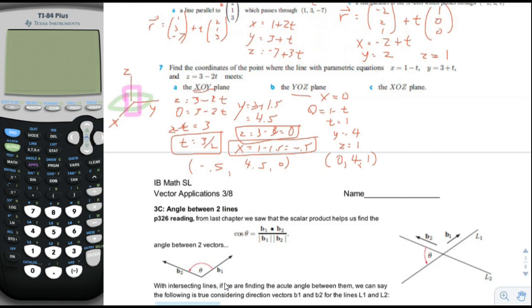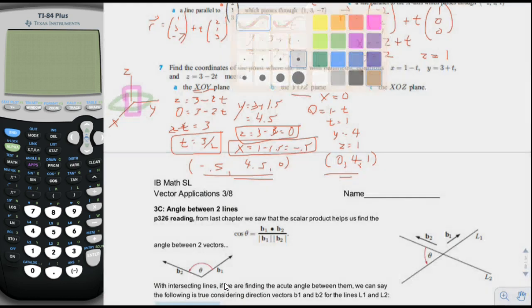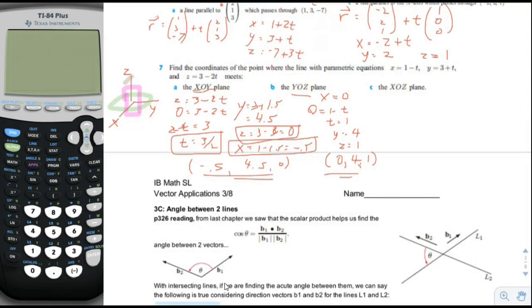Okay, last one, the XOZ plane. So the XOZ plane is this plane here, which is kind of diagonal. Okay, so in the XOZ plane, which coordinate is going to be 0? The y coordinate is going to be 0, right? So when the y coordinate is 0, we know that 3 plus t is equal to 0, which means that t is equal to negative 3.